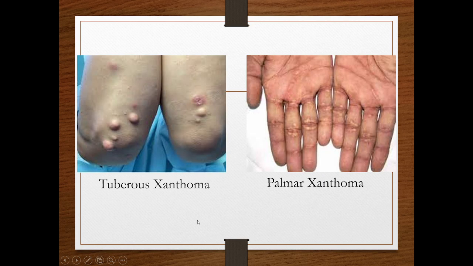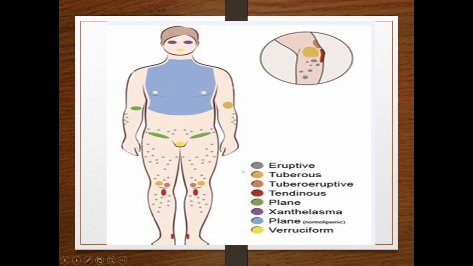Now let's see the picture of Palmar xanthoma and tuberous xanthoma. So you can see the tuberous xanthomas are present over the pressure areas like the elbow, and also you will get them over the knees. And let's see the picture of Palmar xanthoma. It's present over the palmar crease. So we have learned so many xanthomas. Let's see all the xanthomas in one picture.